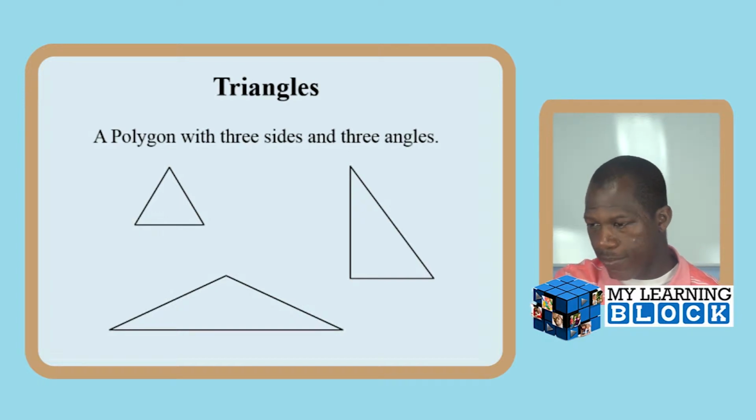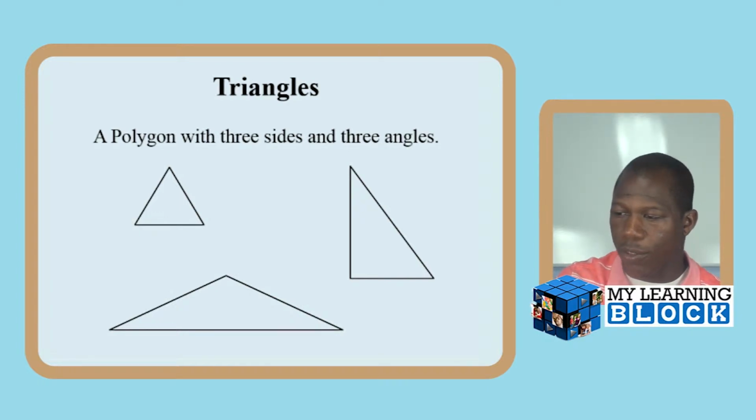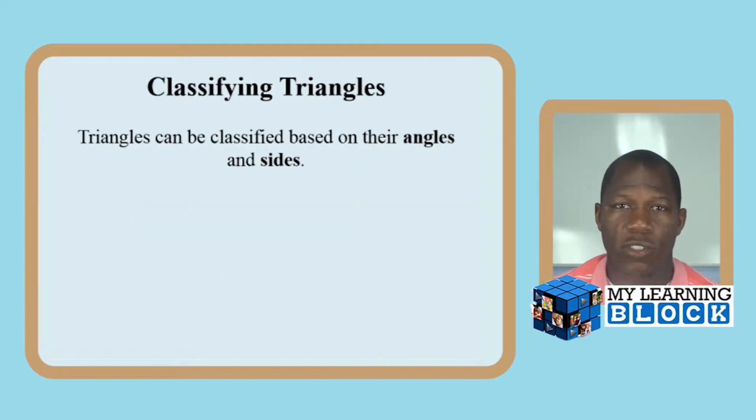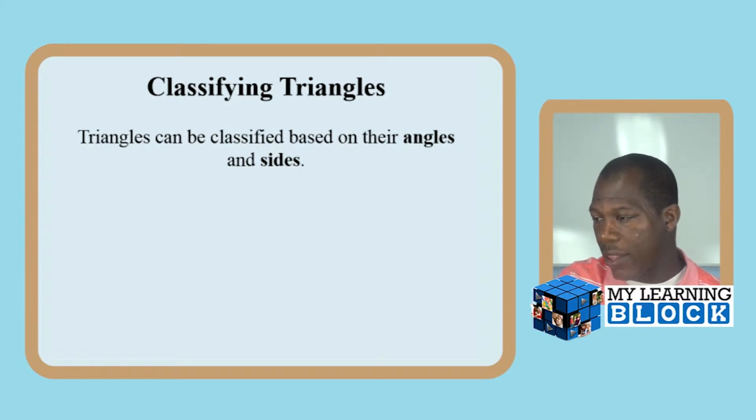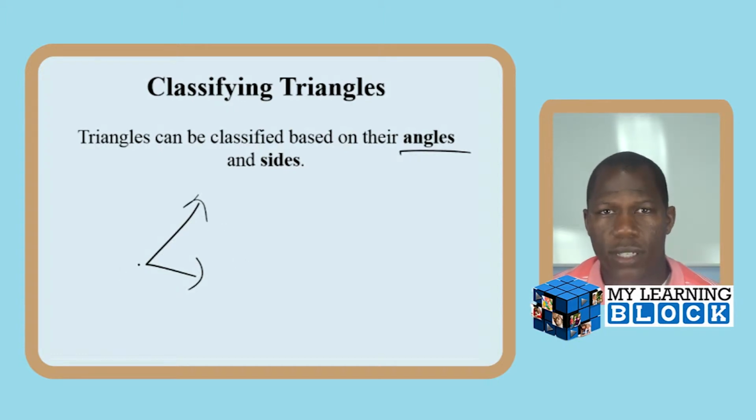All right, so a triangle, a polygon with three sides and three angles. Now, today we're going to work on classifying triangles. You can classify triangles two different ways. One, you can classify them by their sides. And the other way is by their angles. Today we're going to focus on classifying triangles by their angles. As you know, an angle is two rays meeting at a single point, such as that one, all right?